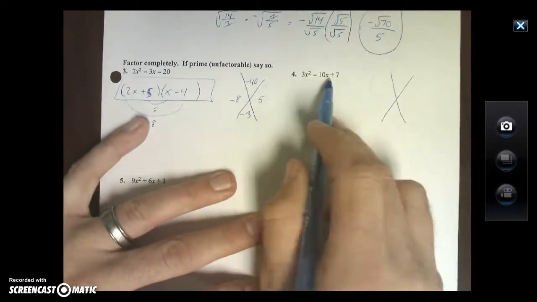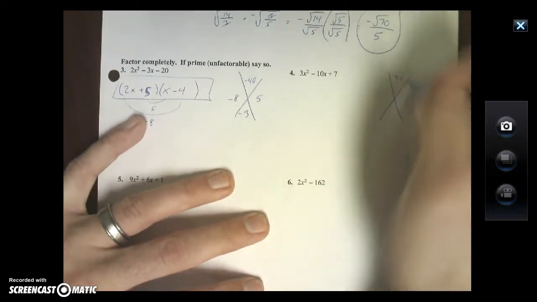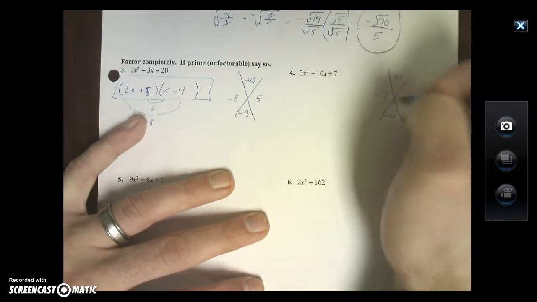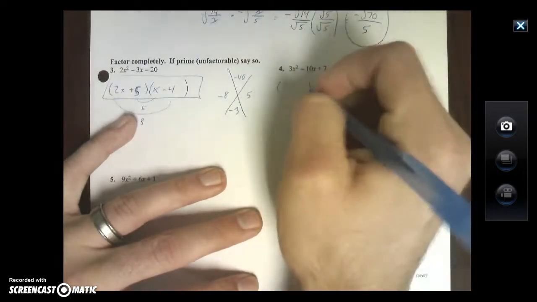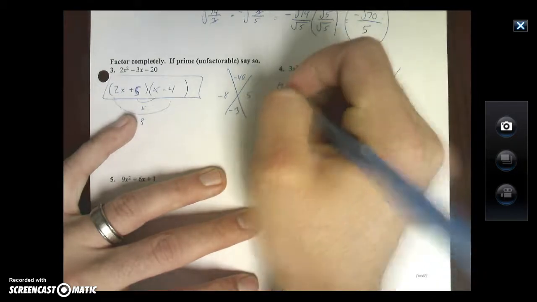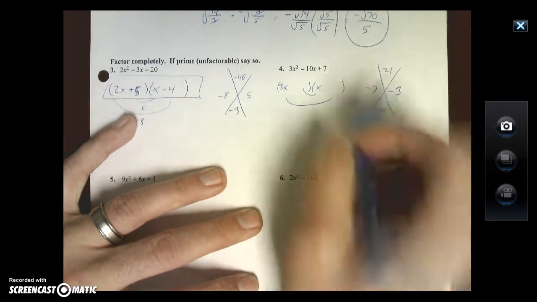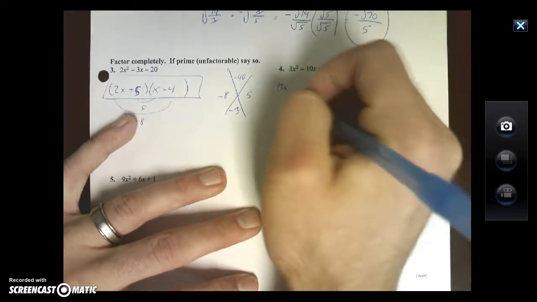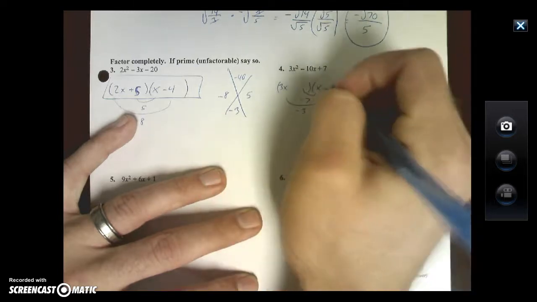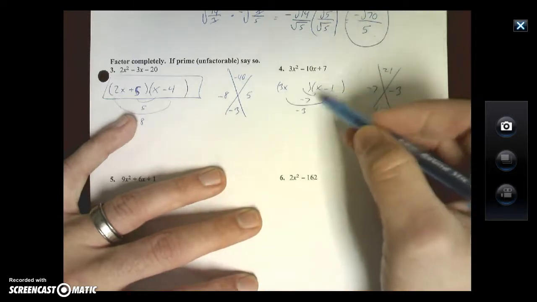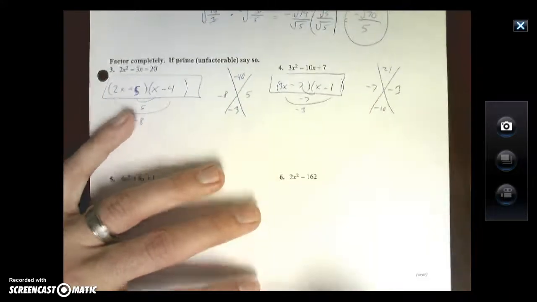Over here, do I have a GCF? No. 3 is prime, 7 is prime, 10 doesn't work out. 3 times 7 is 21, negative 10 down low, negative 7 and negative 3. When I do my two parentheses, I need a 3x and an x. Can 3 go into negative 7 or can 3 go into negative 3? 3 can go into negative 3. How many times? What times 3 gives me negative 3? Negative 1. What times 1 gives me negative 7? Negative 7. Okay, all's well.